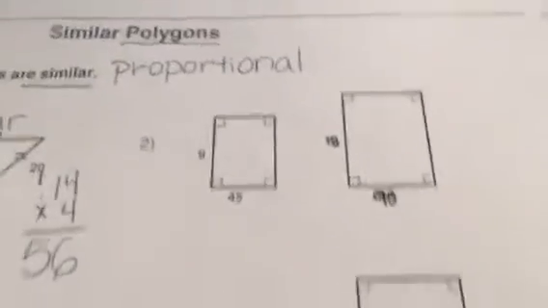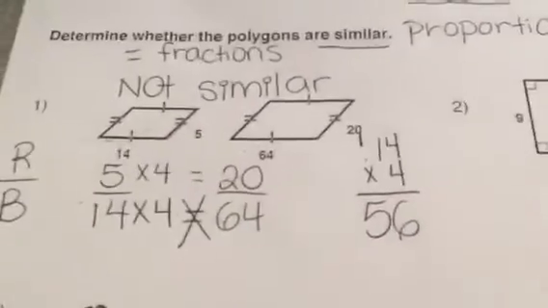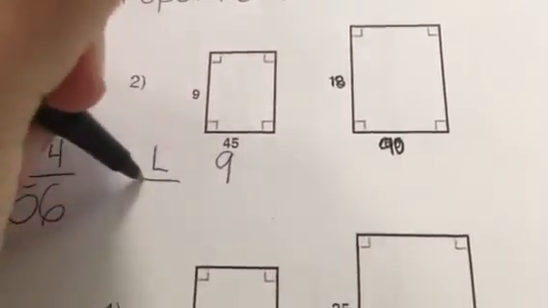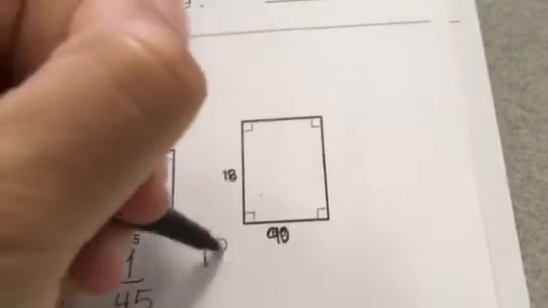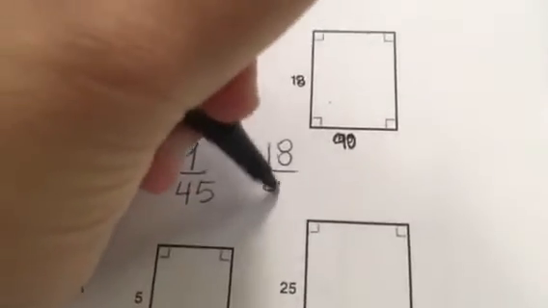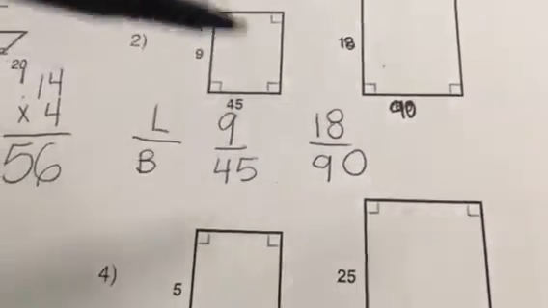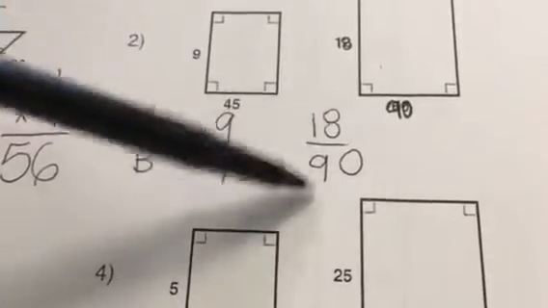Okay. Let's do one more. Let's go back up to number 2. So again, we're trying to figure out if the polygons are similar. So we're looking for equal fractions. So I'm going to do the left side, which is 9, over the bottom, which is 45. Same thing for this one, the left over the bottom. So now I'm looking to see, can I multiply by the same number on the top and the bottom to get these numbers over here?